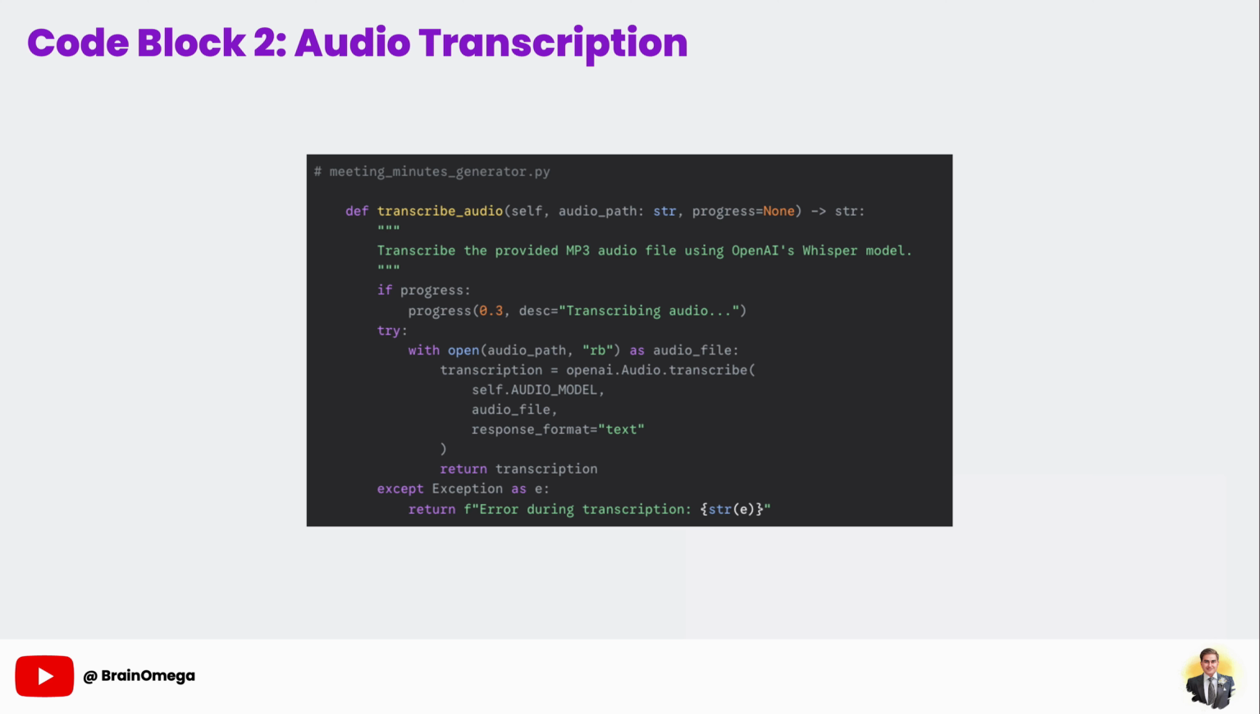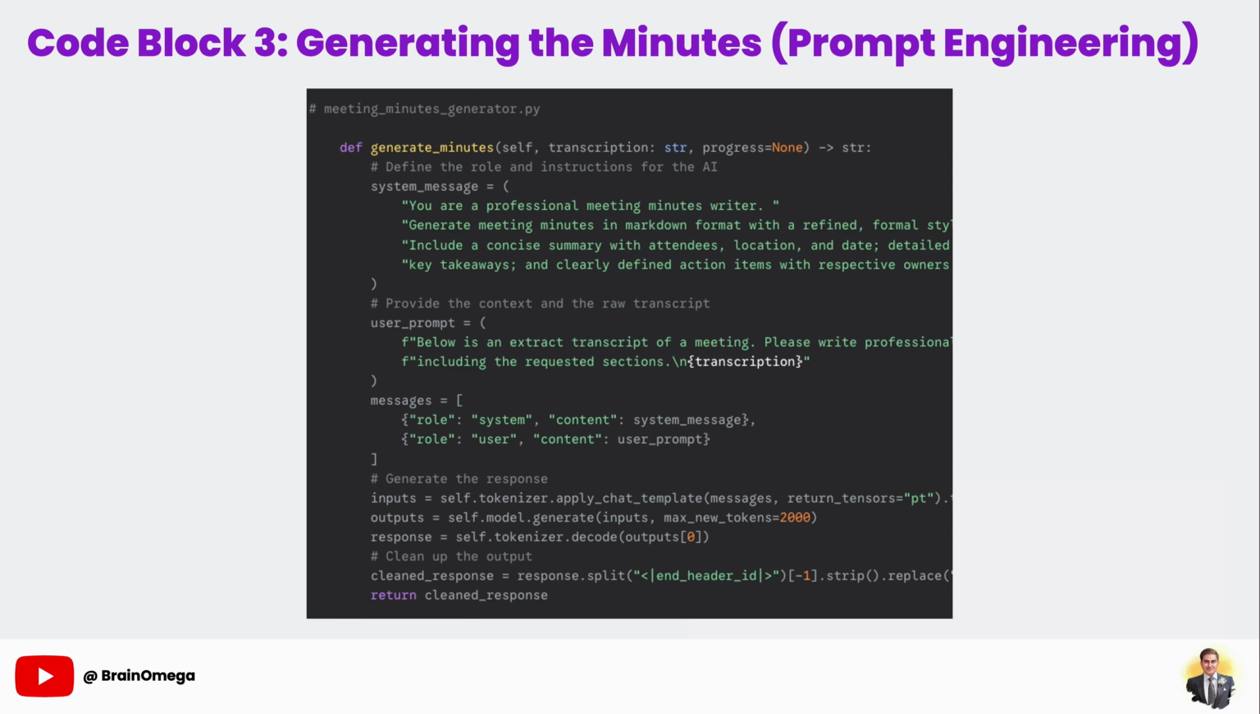Then we make a call to the OpenAI Python client, specifically the OpenAI audio transcribe function. We pass it the model name we defined earlier, Whisper 1, and the audio file itself. We also specify that we want the response format to be simple text. The API handles all the complex speech-to-text processing, and what we get back is a single string containing the full transcription of the meeting.